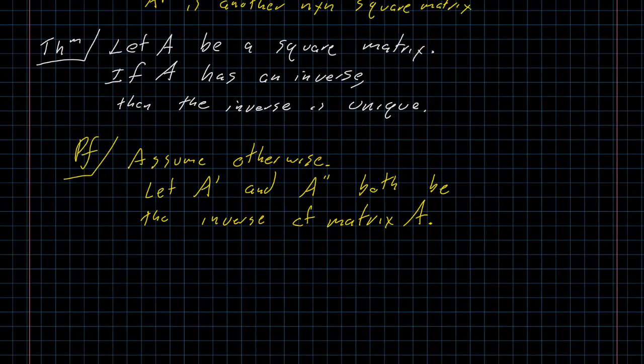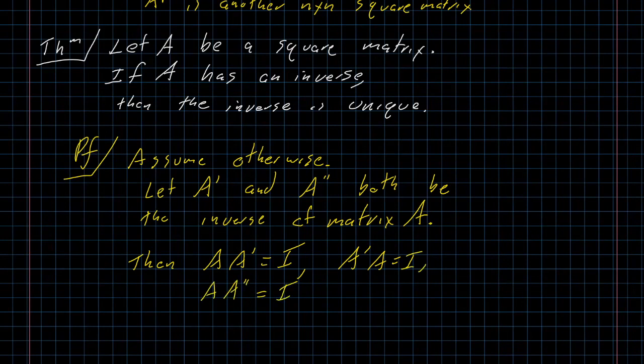Well, by assuming that these are both the inverse, then I have a really nice fact, right? I have the definition of the inverse of a matrix to work with. A times A prime is equal to I. A prime times A is equal to I. A times A double prime is equal to I. And A double prime times A is equal to I. All right, those four facts are what I have to work with.